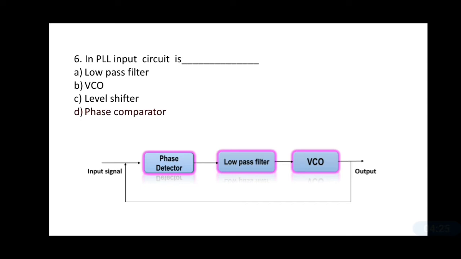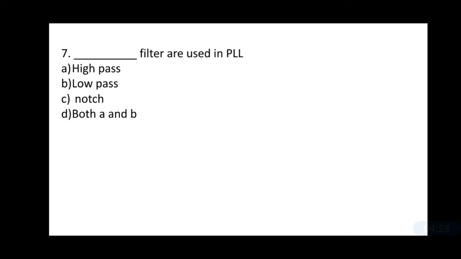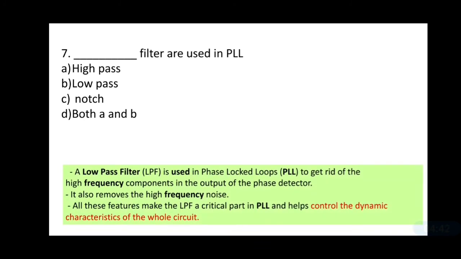Next question. Dash dash filter is used in PLL. Option A, high pass filter. Option B, low pass. Option C, notch. Option D, both A and B. The correct option is B, low pass filter.